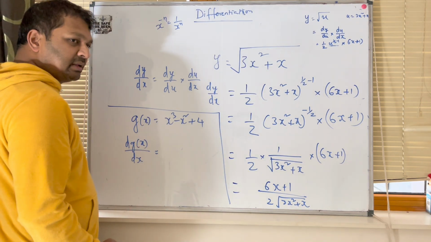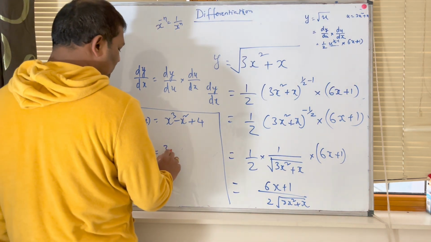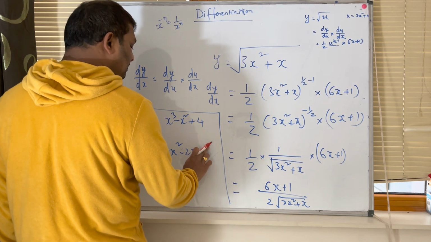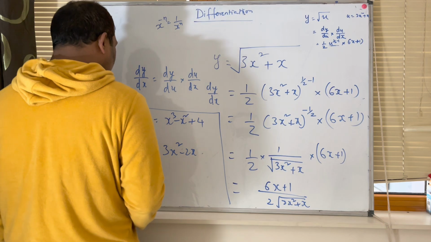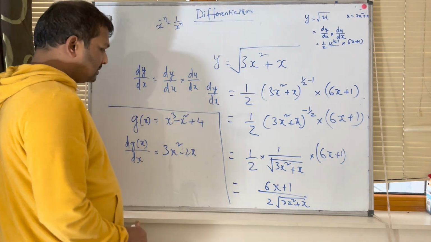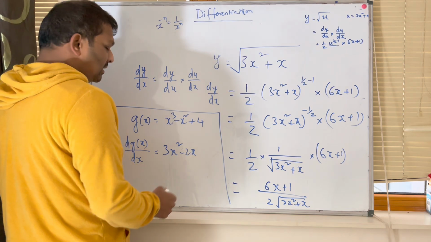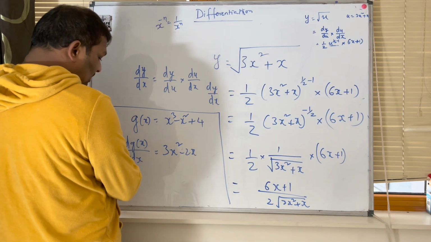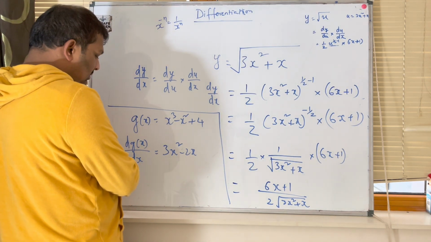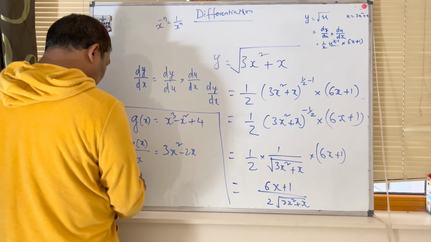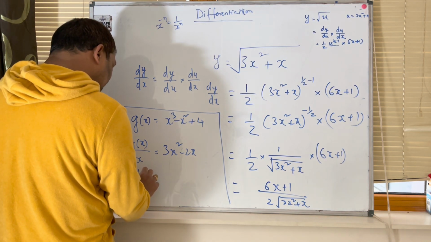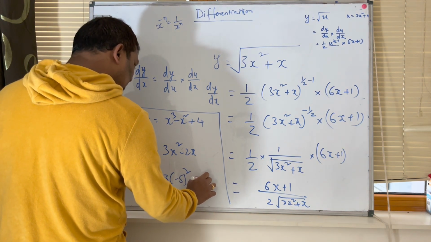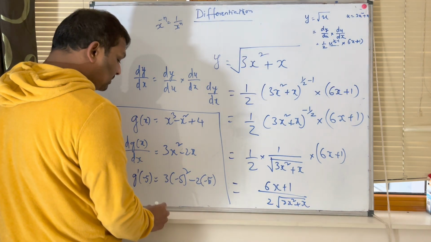What do you get? 3x square minus 2x plus... no, 0. When do you get 1? When it is x. Okay. So the question also asks to find g dash minus 5. Place minus 5 in terms of x. So g dash of minus 5: 3 into minus 5 whole square minus 2 into minus 5, so simplify it.